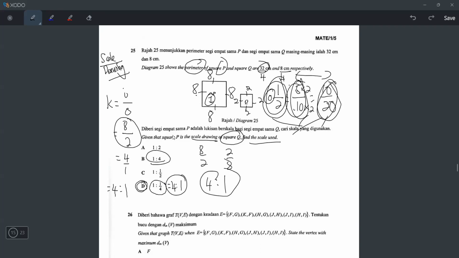Because if your answer is 1/4, your scale factor is 1/4, then yes, the answer is B. So that's the way. And I want to explain one thing, which is how I know that P is the image. Let's talk about this.